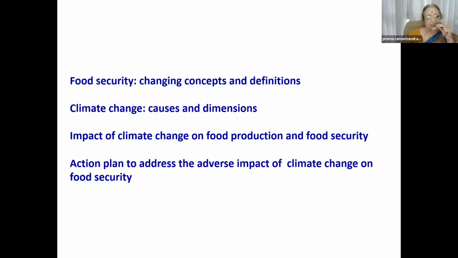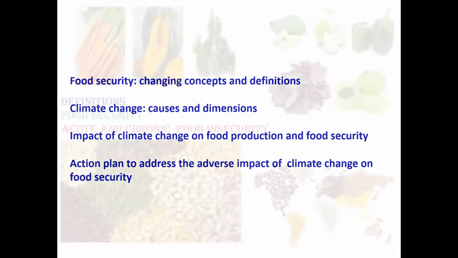This greenhouse gas is essentially methane. I will briefly touch upon the impact of climate change on food production and food security, and finally talk about the action plan to address the adverse impact of climate change on food security.